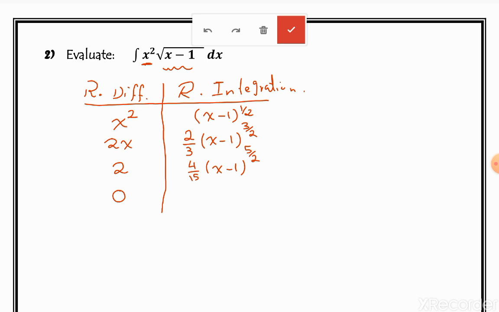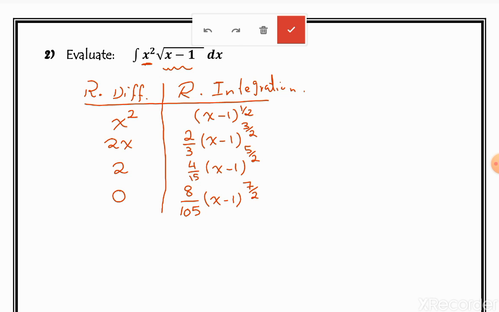Okay, for the last row here, x minus 1, we will find the integral by adding 1 to 5 over 2, which is 7 over 2, and then 4 over 15 times 2 over 7, okay, which is 8. 4 times 2 is 8, and 15 times 7 is 105.